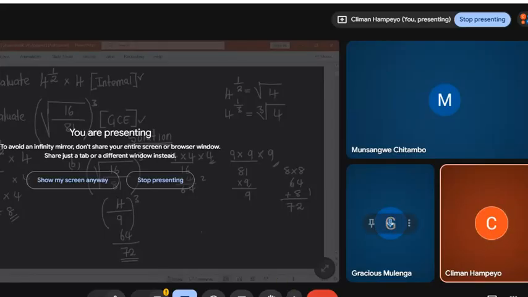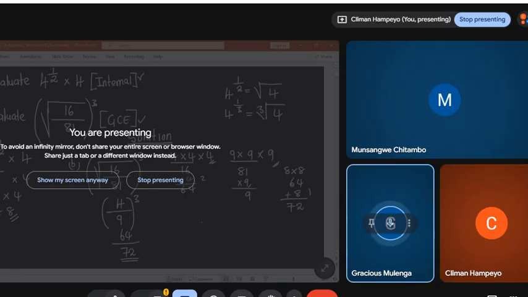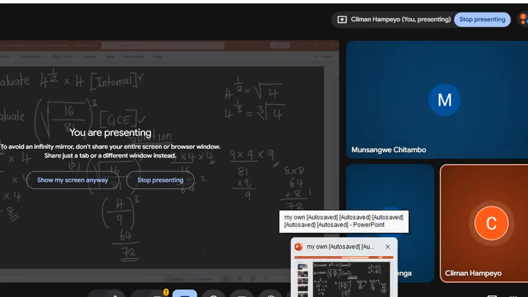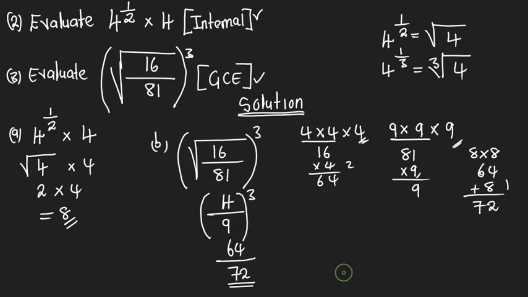Is it clear? Yeah. I'm not clear. Okay, where are you not clear? I understood from the beginning where we had found the square roots. Then I think I missed how you found the 64 over 72.